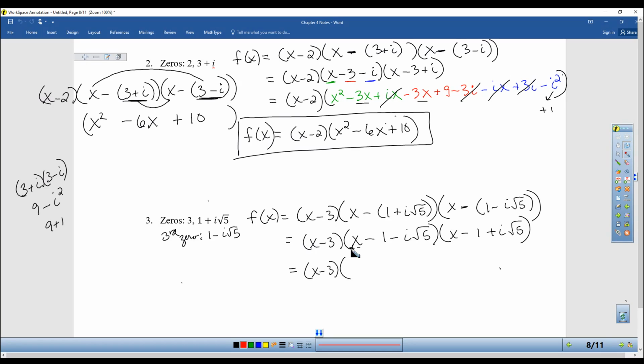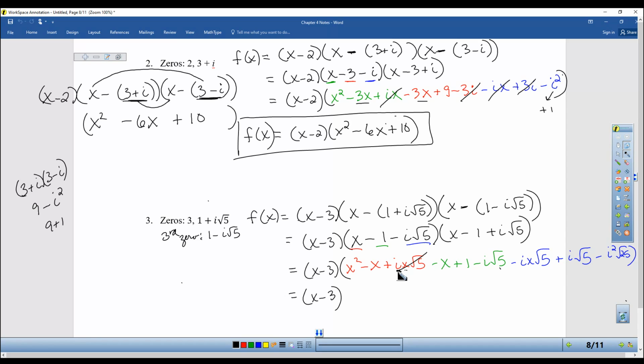So first I'm going to distribute the x, which gives me x squared minus x plus i x square roots of 5. Then I'm going to distribute the negative 1, which gives me negative x plus 1 minus i square roots of 5. And then I'm going to distribute the i square roots of 5, which gives me negative i x square roots of 5 plus i square roots of 5. And then the last times the last here gives me minus i squared square roots of 25, which we'll be able to simplify quite a bit.